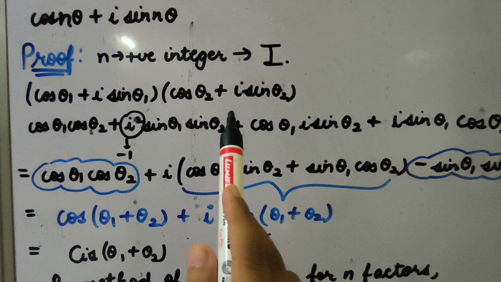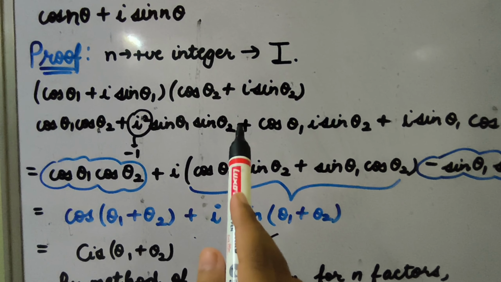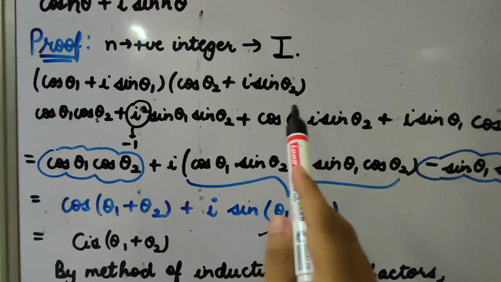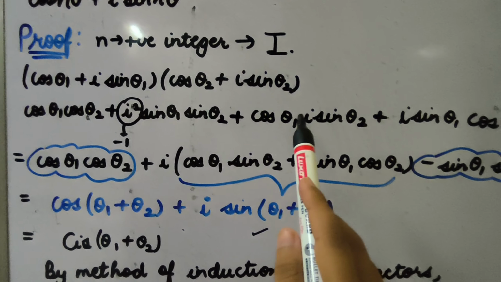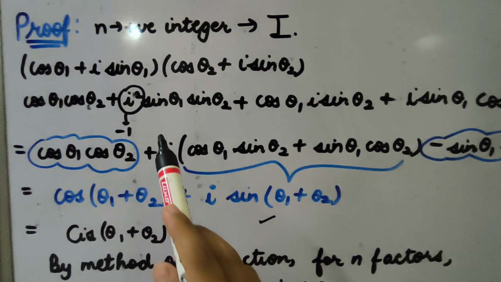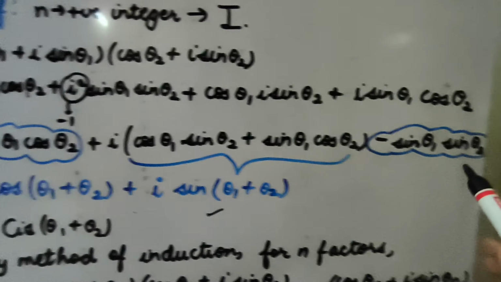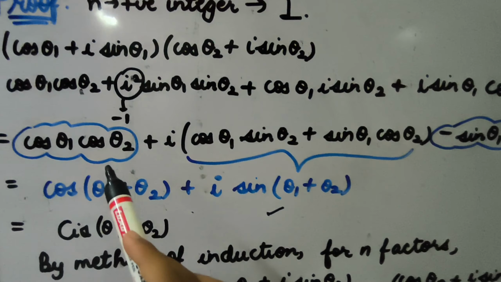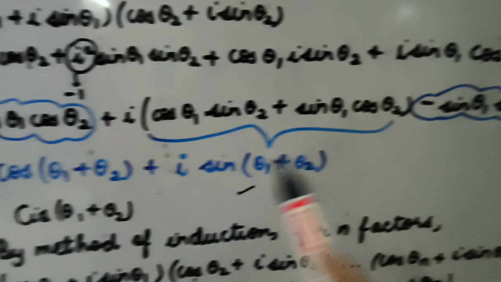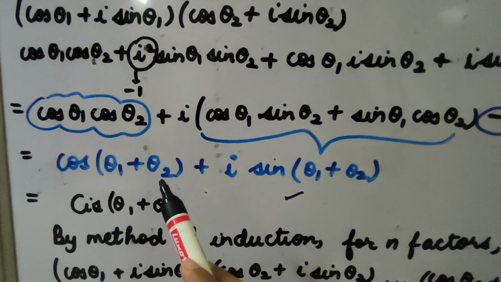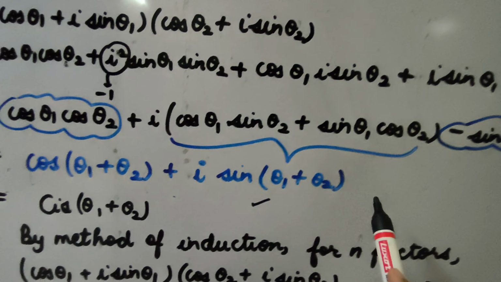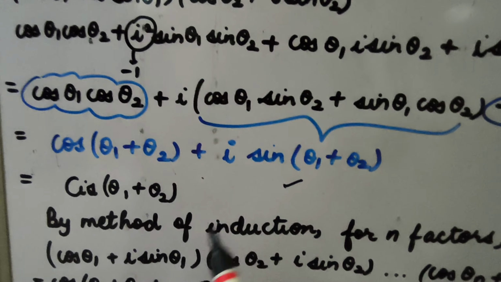So when n is a positive integer, we will simply multiply (cos theta 1 + i sin theta 1) into (cos theta 2 + i sin theta 2). Now we know i square value is minus 1, so we will put this value here, and a minus sin theta 1 sin theta 2 term will be here. Now cos theta 1 cos theta 2 minus sin theta 1 sin theta 2 is the formula for cos of theta 1 plus theta 2, plus i times the formula of sin of theta 1 plus theta 2. So it becomes cis of theta 1 plus theta 2.